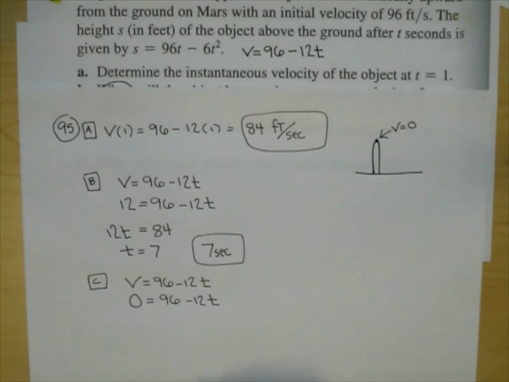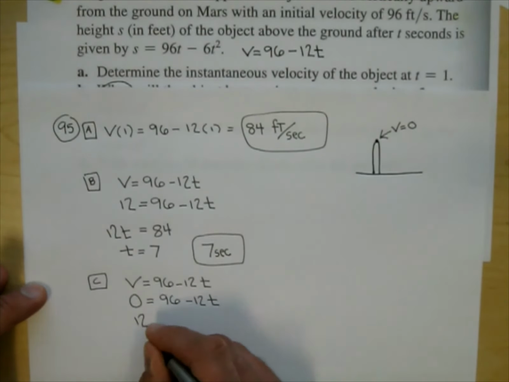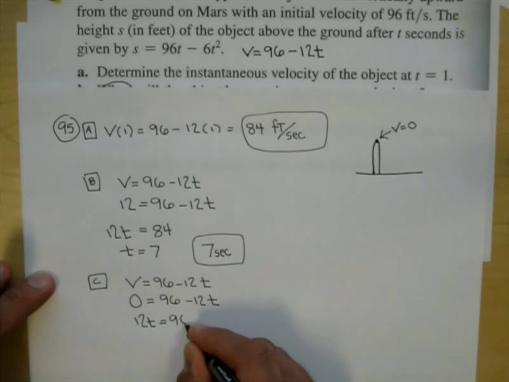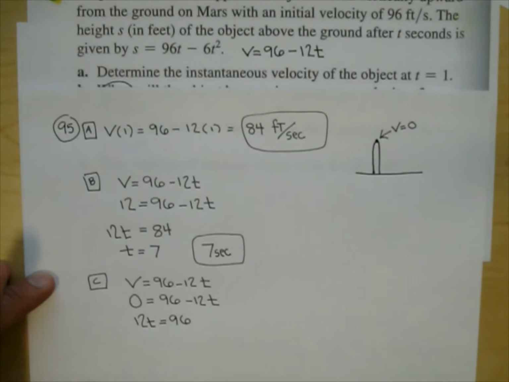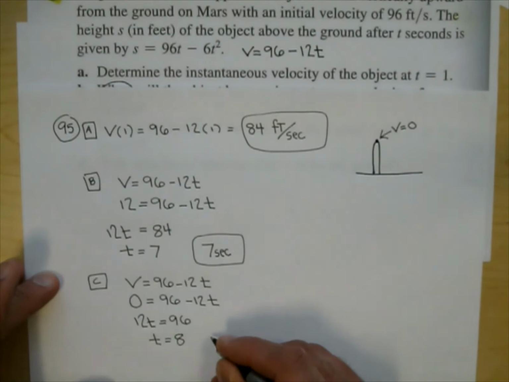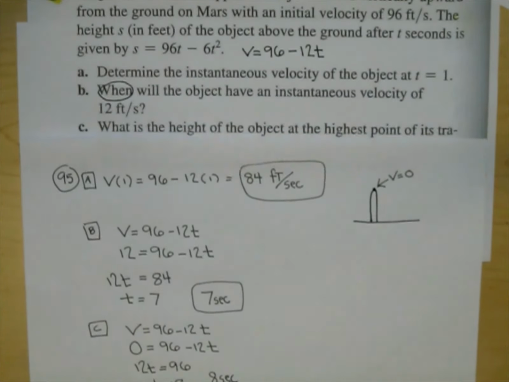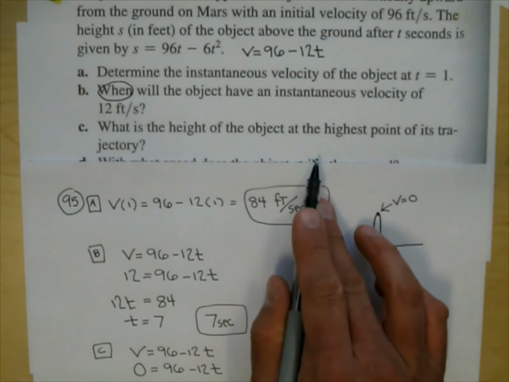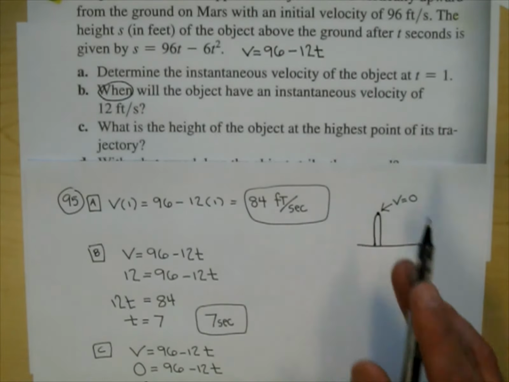And so, what do we have here? We have 12t equals 96. Divide both sides by 12 and you get t equals 8. And I believe that 96 divided by 12 is 8. So it's 8 seconds, but that's not what they asked. They asked, what is the height of the object at the highest point of its trajectory?